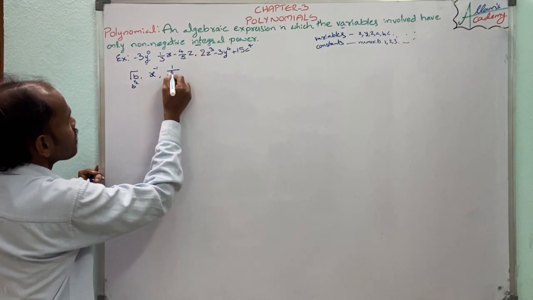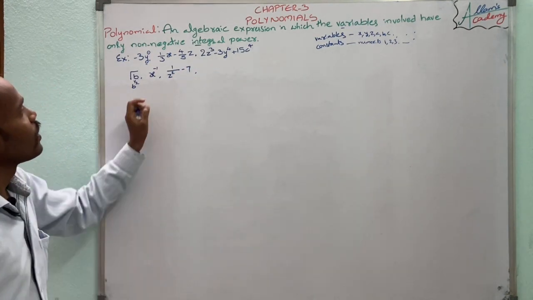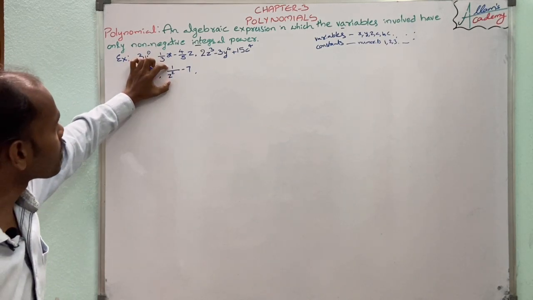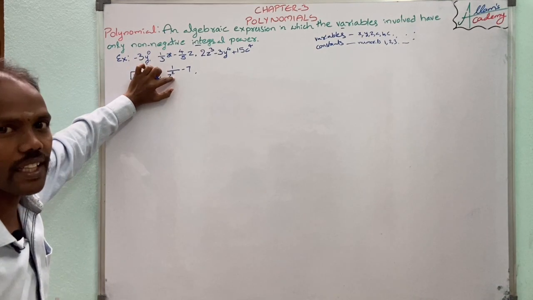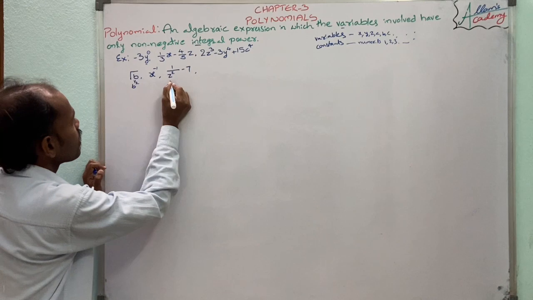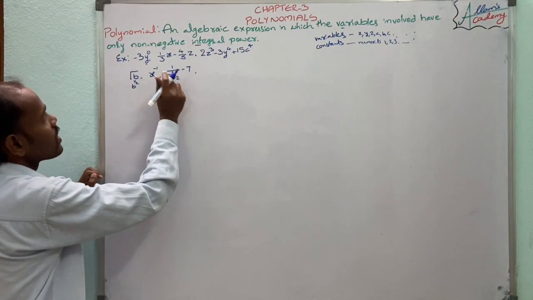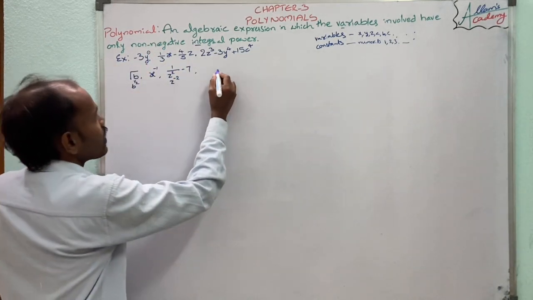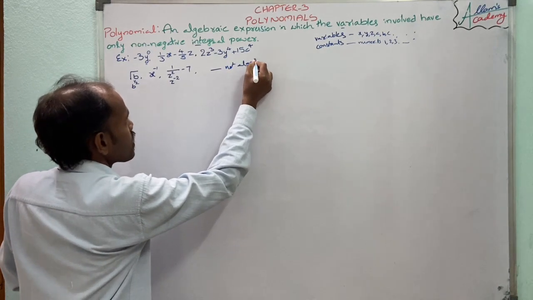1 by z square minus 7. Now if we observe, this is in the form of 1 by a power n. 1 by a power n means a power minus n, so it is z power minus 2. So it is also a negative integer. So these are not polynomials.